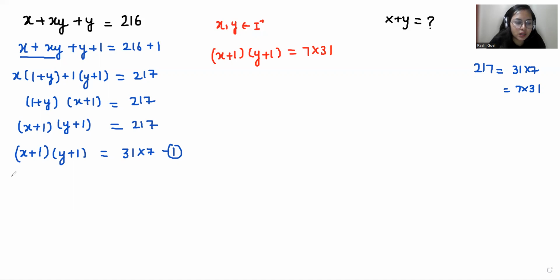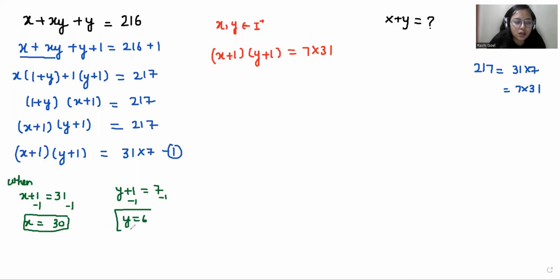So first we'll take when x plus 1 equals 31 and y plus 1 equals 7. So we'll subtract 1 from both sides. So x equals 30. And here again we subtract 1 from both sides. So y equals 6. So in this case, x plus y is 30 plus 6, that is 36.